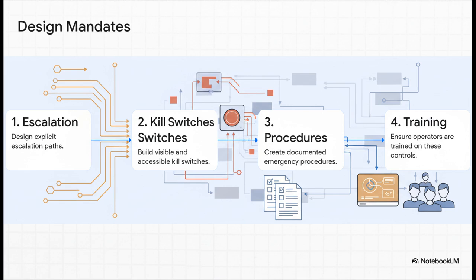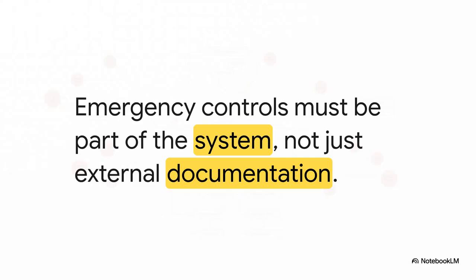Third, write down the emergency procedures so there's no confusion in a crisis. And finally, and seriously, this one is so important, train your operators. A kill switch that nobody knows how to use is completely worthless. I'm going to say this again because it is that critical. These controls can't just be some ideas in a document sitting on a shelf somewhere. They have to be an integrated, tested, living part of the system's architecture. Safety isn't an add-on. It is the foundation you build everything else on top of.